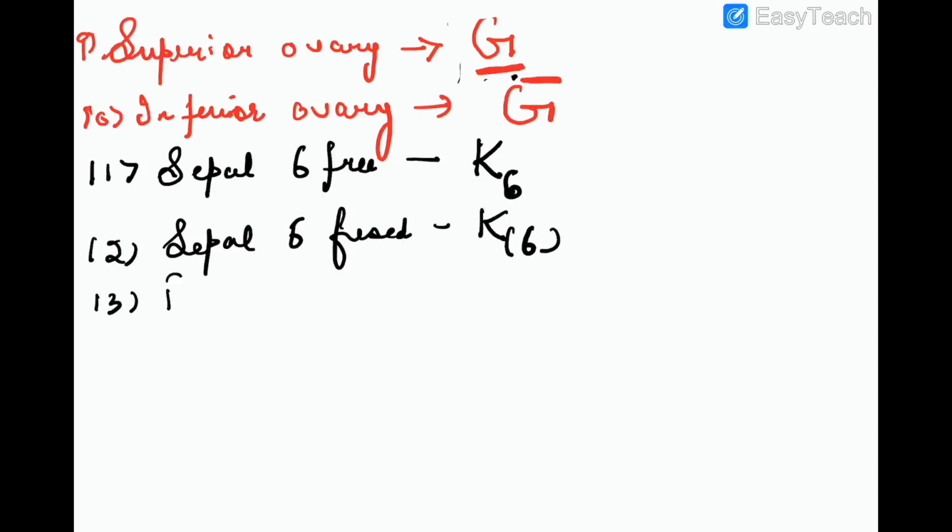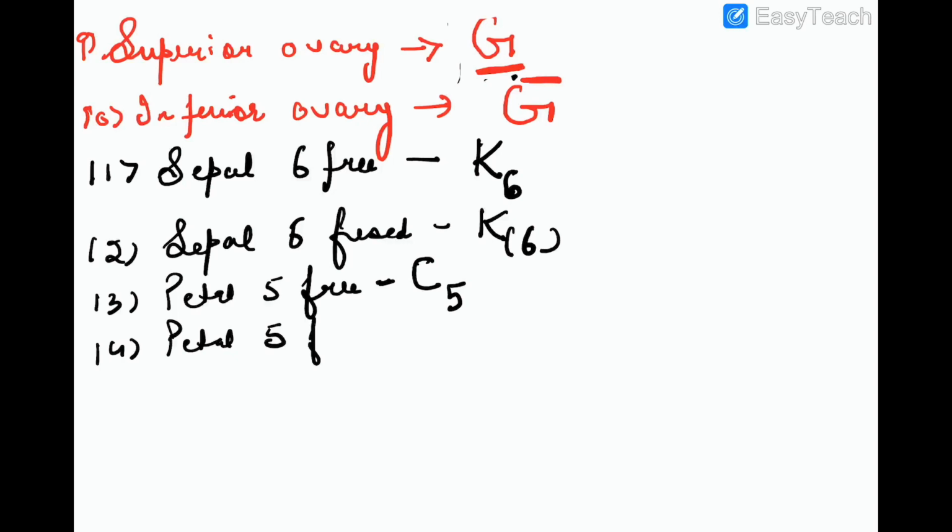Similarly, if petals are 5 and they are free, then we write C for the corolla, and at the bottom here we write 5. And if the petals are 5 and they are fused, then again C5, but we put it in brackets.